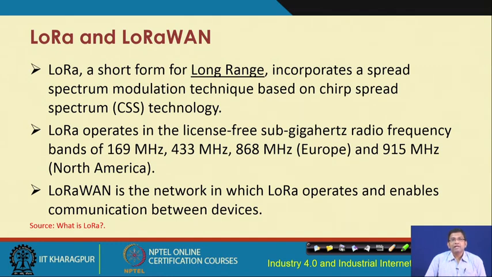LoRa operates in the license free sub gigahertz radio frequency band. Sub gigahertz means that it is less than 1 gigahertz. The different bands like 169 megahertz, 433 megahertz, 868 megahertz and 915 megahertz are the different bands of operation of LoRa depending on the territory where it is being used. And LoRaWAN is a network in which LoRa operates and enables communication between different devices.